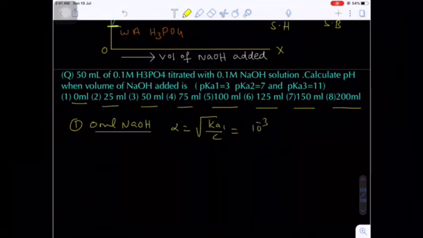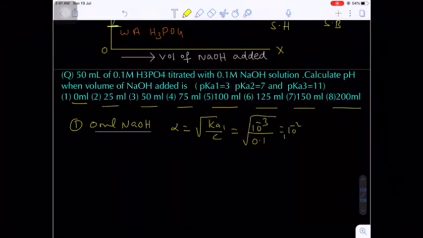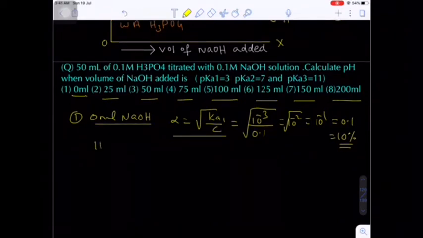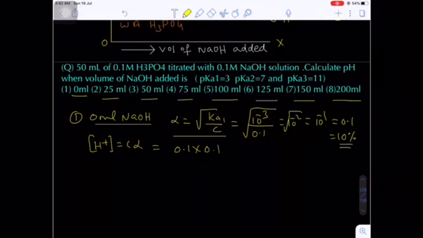Now here, alpha, the degree of ionization of a weak electrolyte, is under root of Ka by C. The Ka is nothing but Ka1, the first dissociation constant, that is 10 raised to minus 3, because pKa1 is 3, and C is 0.1. So this will be 10 raised to minus 1, that is 0.1, nothing but 10%. Actually we should not use this, because this formula is valid only for less than or equal to 5%. Still, up to 10% we can assume.